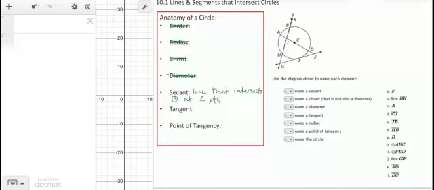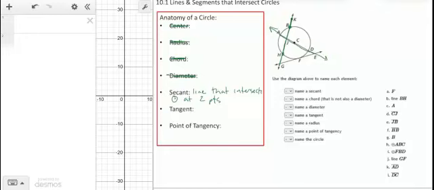Okay, so here, line KH passes through the circle at points B and H. Those are the two intersections, so that would be considered a secant. AD, if we took this diameter right here and extended it into a line, calling it line AD rather than segment AD, then it becomes a secant as well.